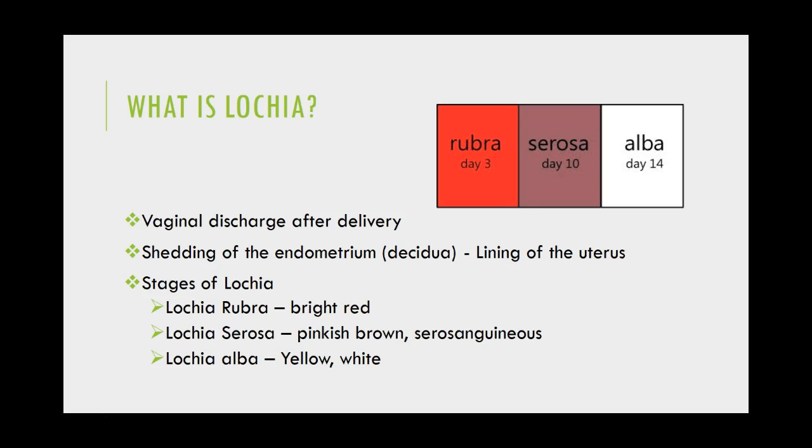We have lochia rubra, which is a very bright red that usually lasts from days 1 through 3. We have lochia serosa, which is more of a pinkish brown, serosanguinous looking kind of discharge, and that's anywhere from day 3 to day 10 postpartum. And then we have lochia alba, which is a yellow or a white type of discharge, and that's anywhere from day 10 to day 14 postpartum.